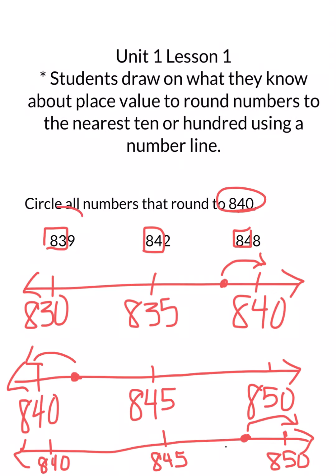839 would round up to 840. 842 would round down to 840. However, 848 would round up to 850, therefore it would not be an answer choice.